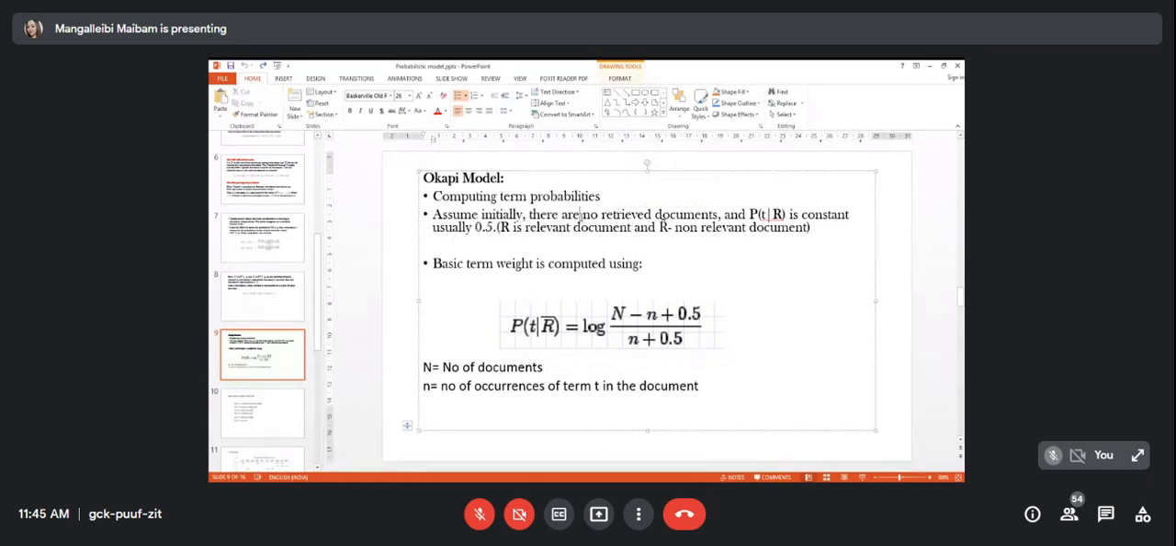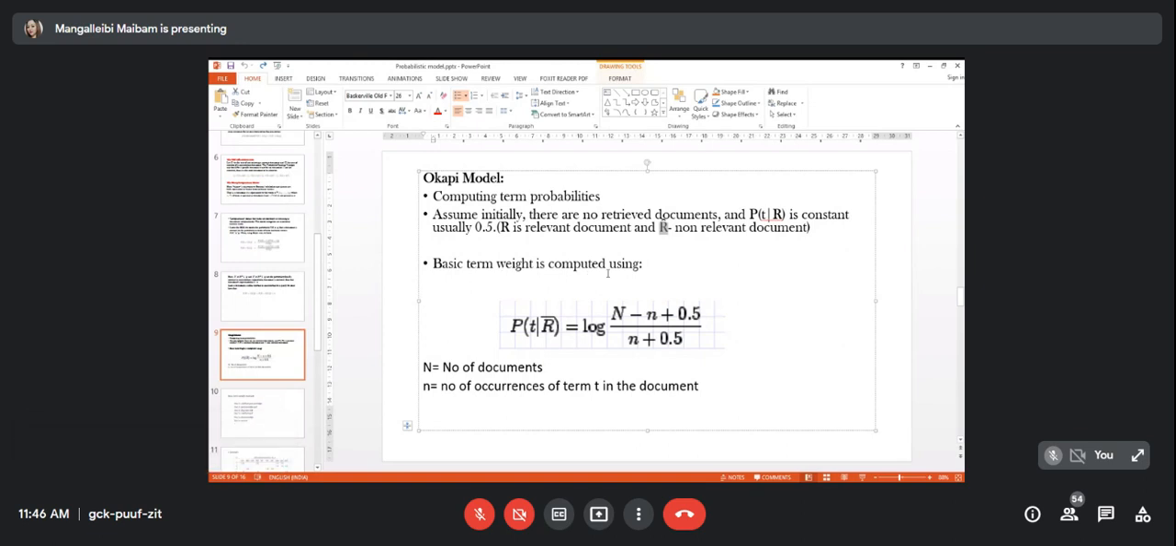When you initially consider there are no retrieved documents, then the probability of the term will be a constant value of 0.5. R is for relevant documents and R dash is for non-relevant documents. Above you have a small symbol here, R dash. So R is for relevant documents, R dash is for non-relevant documents. So this is the basic term weight.